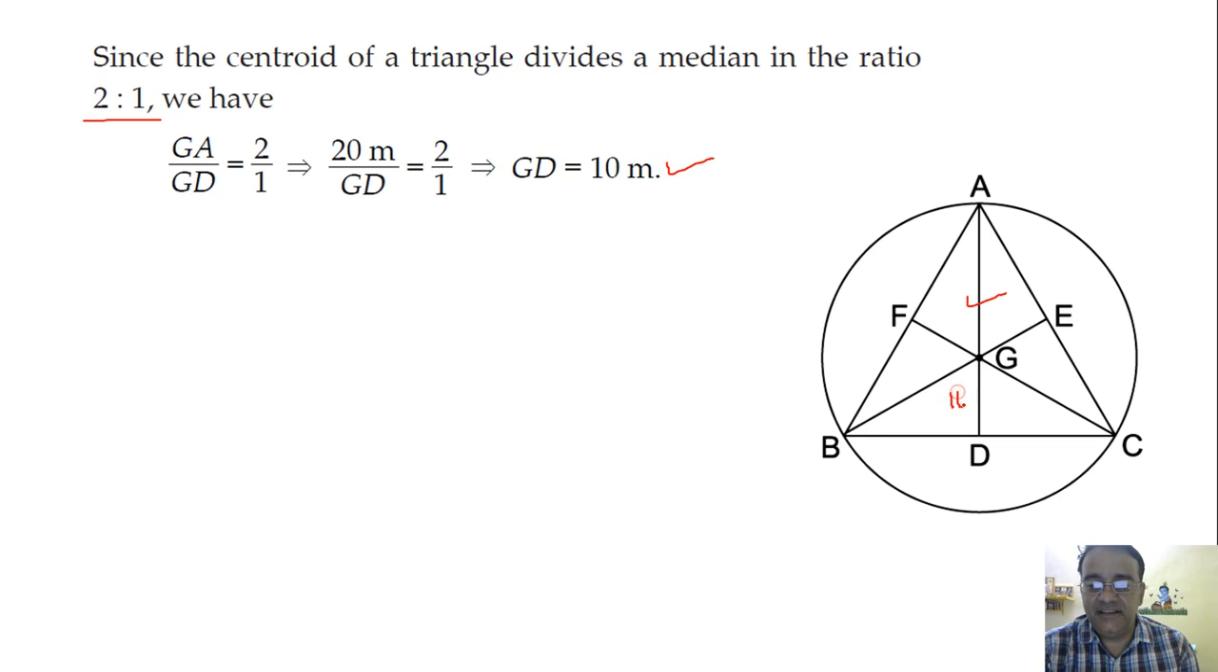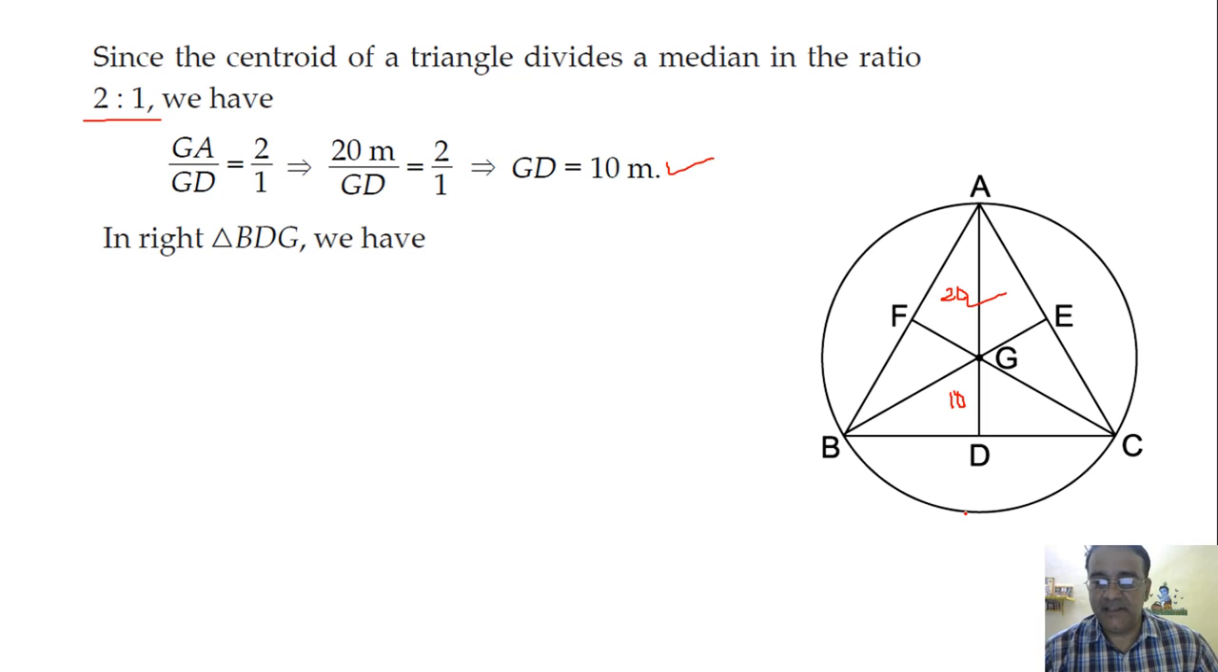ठीक है, ये 10 मिल गया और ये 20 है. सो टोटल AD कितना मिल जाएगा? 30 मिल जाएगा ना? Yes, sir. ओके फाइन. नाउ बट हम लोग अभी क्या करेंगे, ये वाला ट्राइंगल लेंगे, this triangle BDG we will take, right? And this I already told, this is altitude median दोनों सेम होता है. And we got this as 10 and this is already given 20.